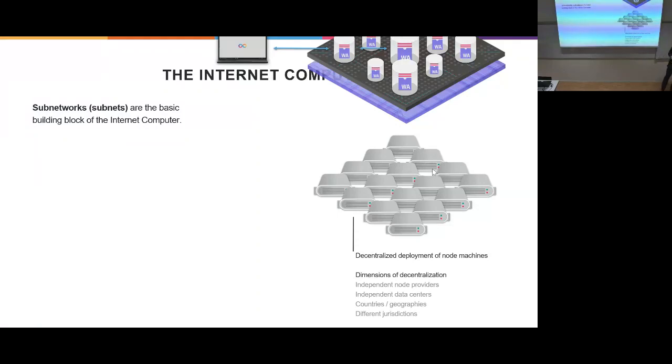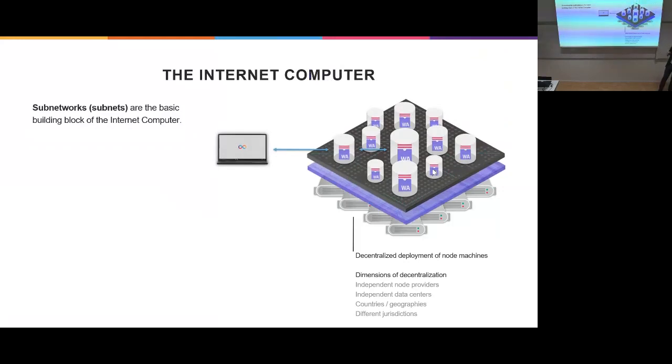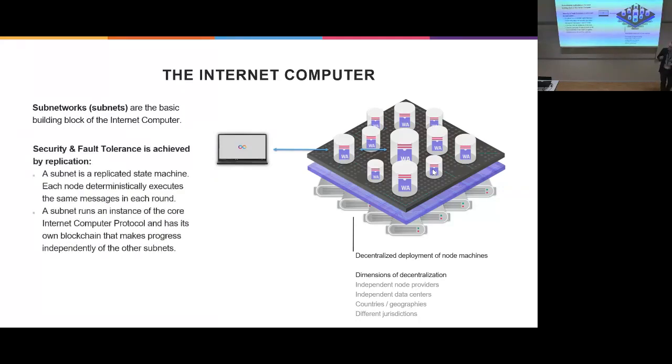And there are four dimensions of decentralization. So first of all, choosing nodes from independent node providers. Having these nodes located in independent data centers. Number three, having the data centers in different countries or geographies. And number four, having the countries in different jurisdictions. This helps to achieve best possible decentralization. And this forms the basis of the basic level of decentralization, so a decentralized compute platform. And it's secure, it's fault tolerant, which is achieved by replication. Essentially, each subnet is a replicated state machine.